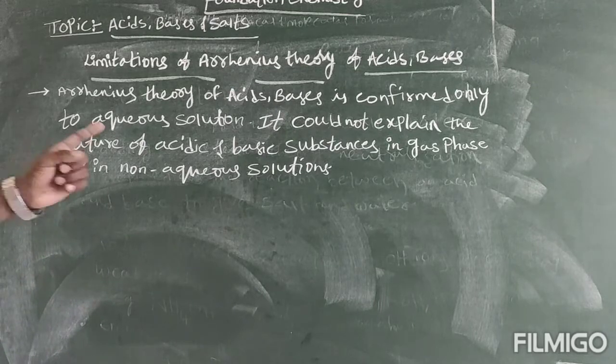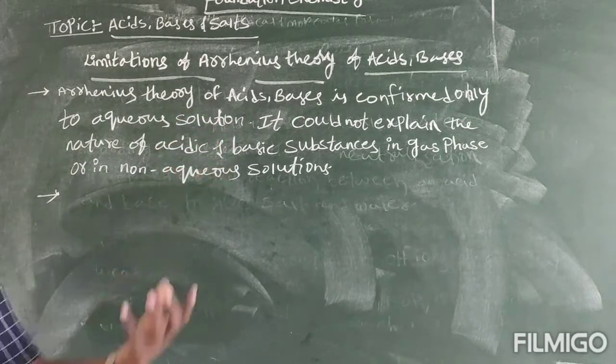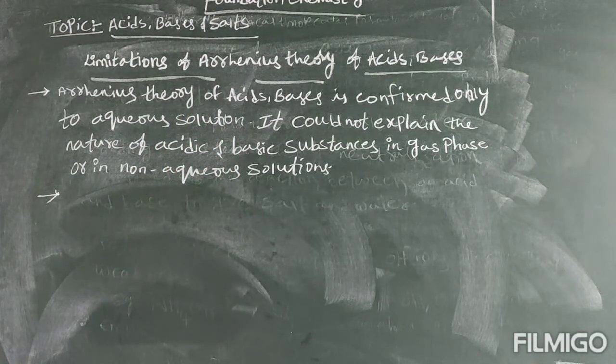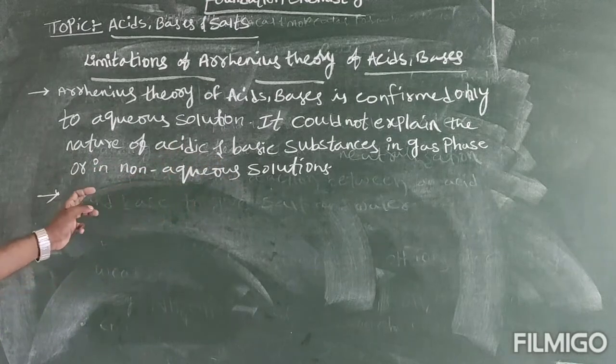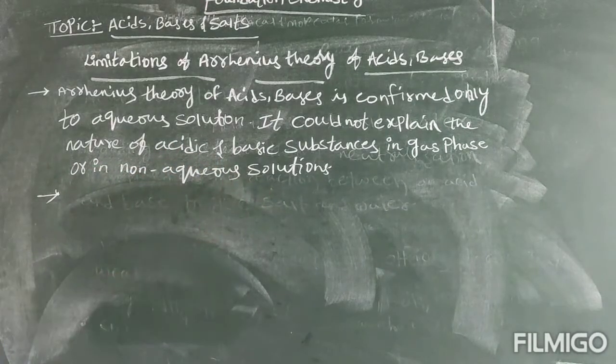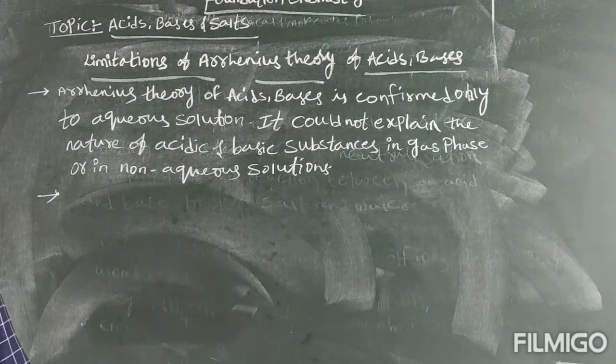Arrhenius's theory of acids and bases is confined only to aqueous solutions, meaning water as the solvent. It could not explain the nature of acidic and basic substances in gas phase or in non-aqueous solutions. That is the major drawback. And what is the tragedy is, Arrhenius said that there will be H plus ions.